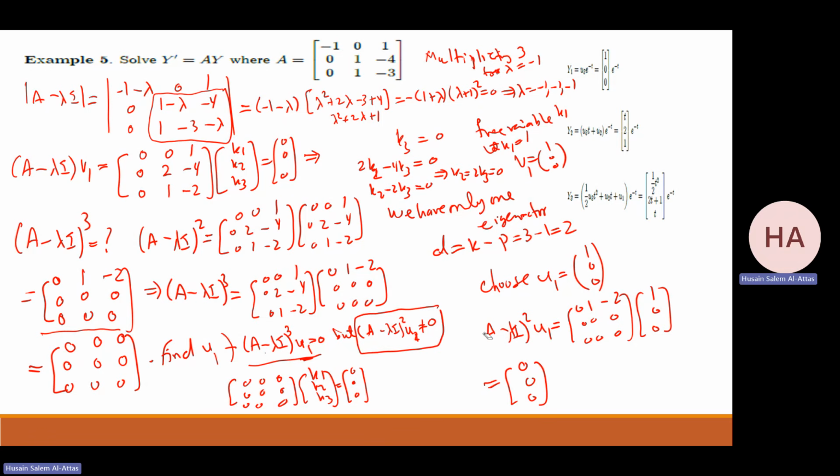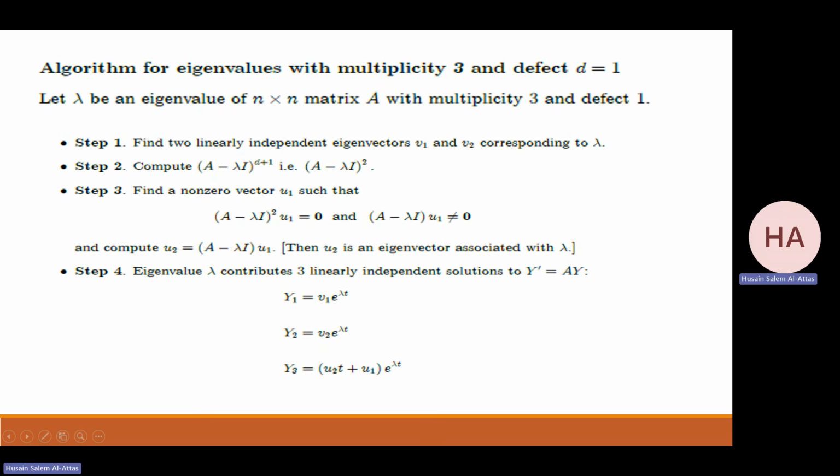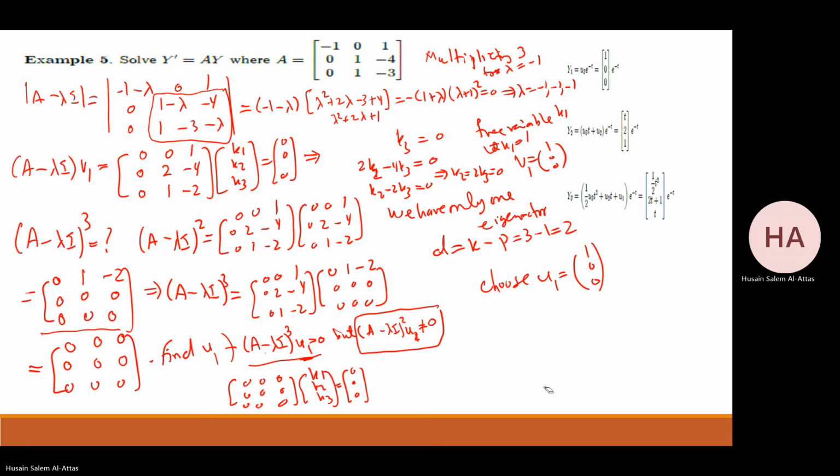Usually we do this. Choose another one. Don't make it complicated. Choose this, 0, 1, 0. Are you sure that that will not work?